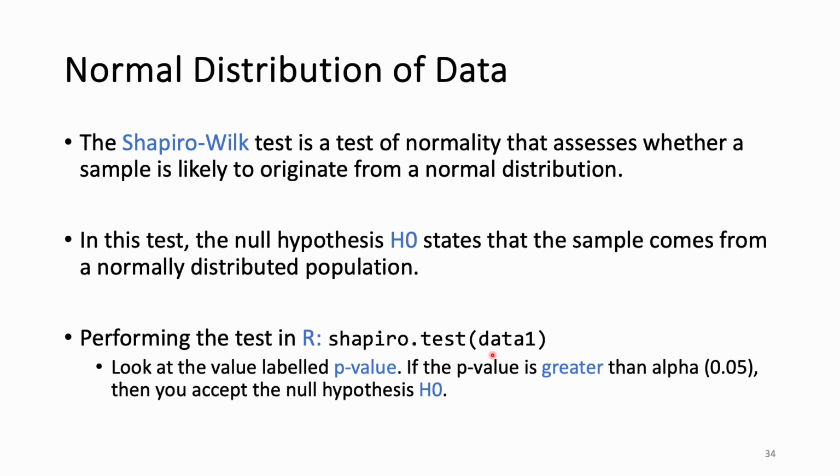Once we run this test, we will have an output, and we need to look at the p-value. If the p-value is greater than alpha, the significance level that we have set before, which is 0.05, then we can accept the null hypothesis and we say that the data are normally distributed.